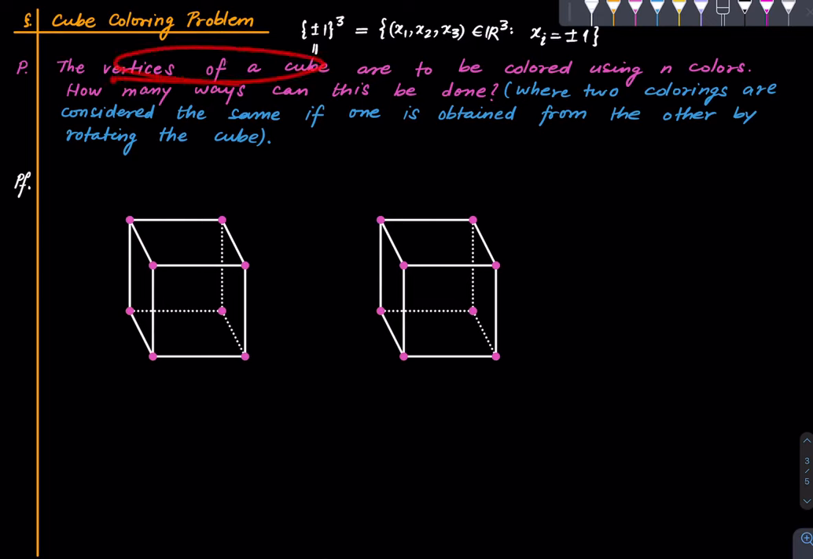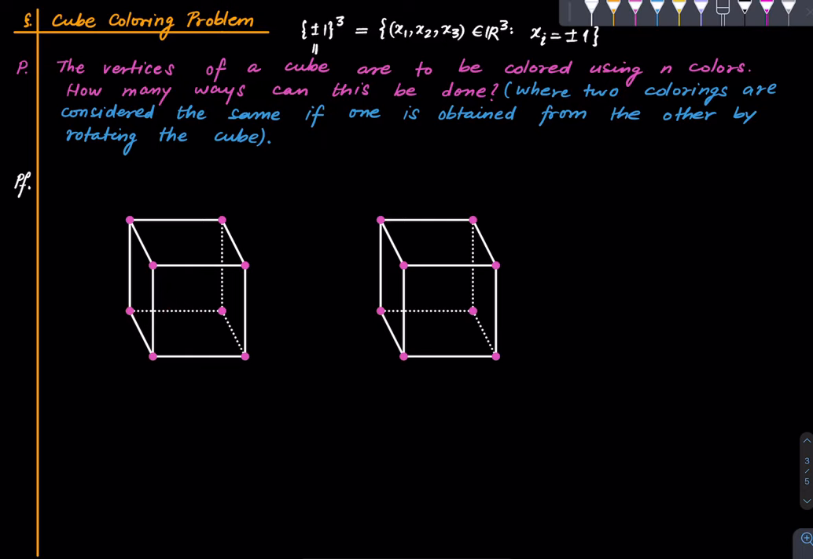So the vertices of a cube, and when we say vertices of a cube, we mean this set, which is an 8-element set. And it's all those elements of R^3 where each entry is either +1 or -1. So it is a set which is symmetric about the origin. So that's the cube, or the vertices of the cube.